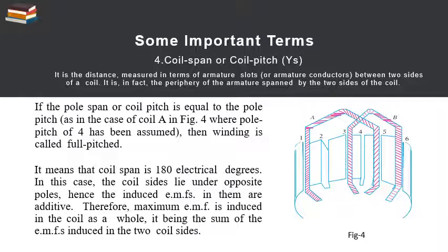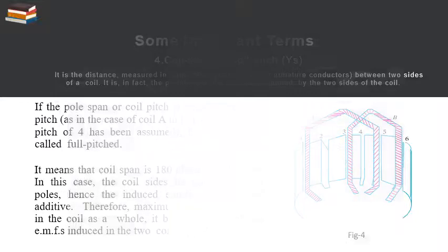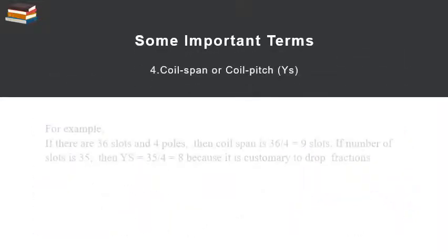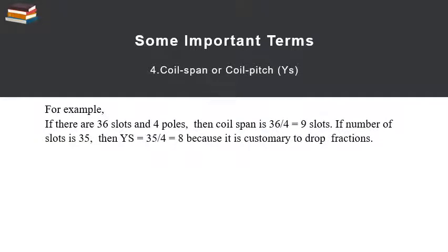Hence, the EMFs induced in them are additive. Therefore, maximum EMF is induced in the coil as a whole, it being the sum of the EMFs induced in the two coil sides. For example, if there are 36 slots and 4 poles, then the coil span is 36 by 4 equal to 9 slots. If the number of slots is 35, then the coil pitch Ys is equal to 35 by 4 equal to 8, because it is customary to drop fractions.